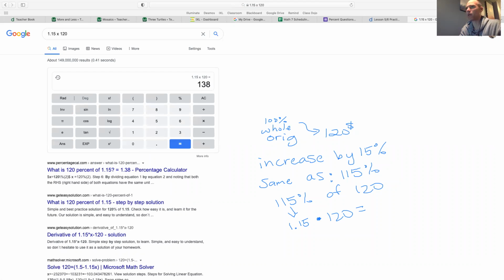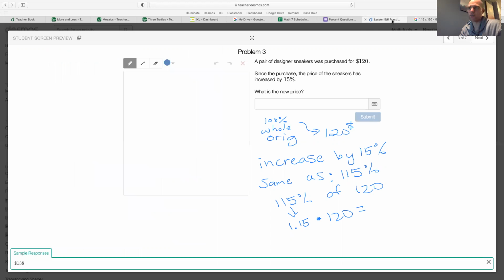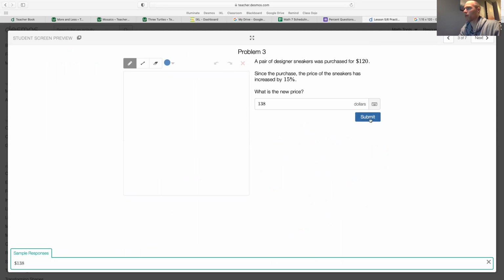So if you increase $120 by 15%, you get 138. So I think that's our answer. The new price on the shoes is 138. It already says dollars here, so we don't have to put a dollar symbol or anything like that. I'll clear all that stuff and move on to the next one.